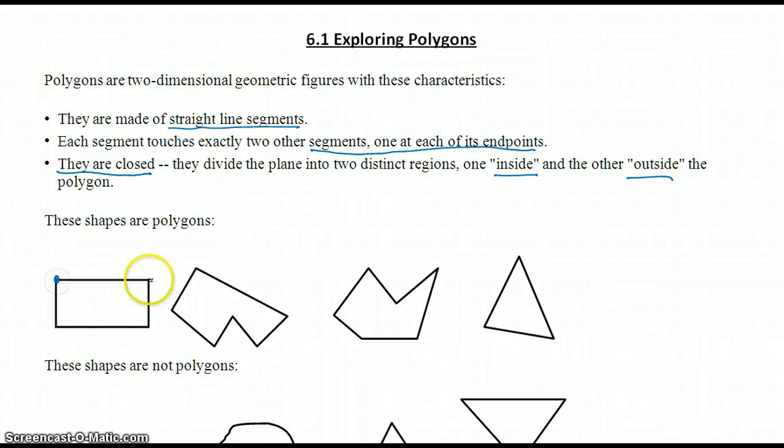All the sides end at endpoints, and they create an inside and an outside. Even weird looking shapes like this are polygons because all the sides are straight, all the sides end at endpoints, and there is an inside and an outside.